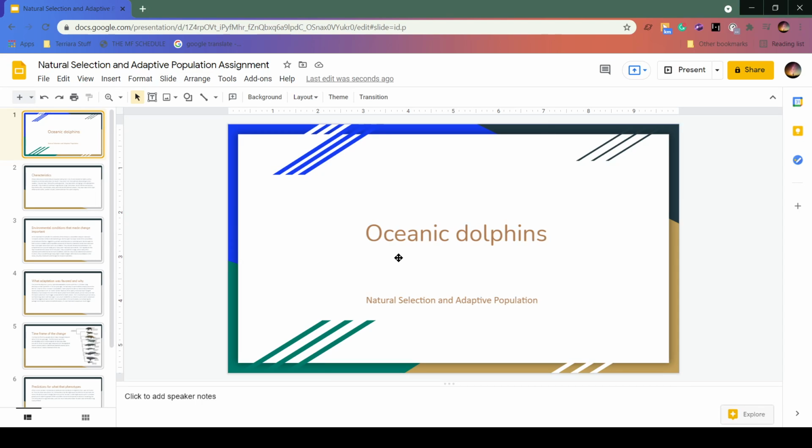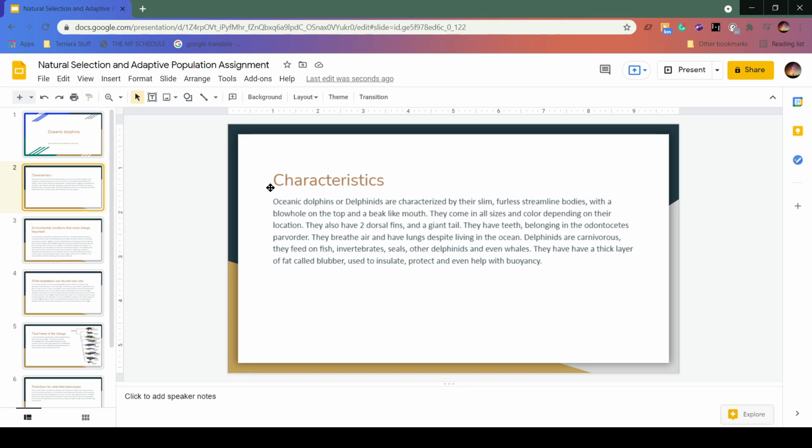This is my natural selection adapted population assignment. The species I chose are oceanic dolphins. Characteristics: oceanic dolphins, or dolphinids, are characterized by their slim, streamlined bodies with a blowhole on the top and a beak-like mouth. They come in all sizes and colors, depending on their location.